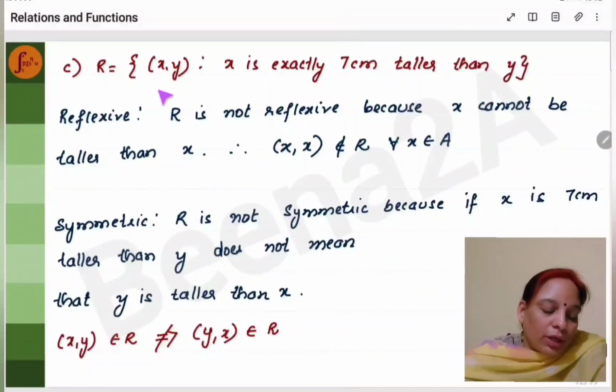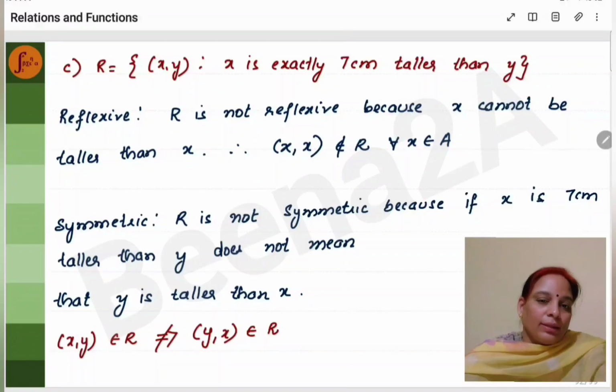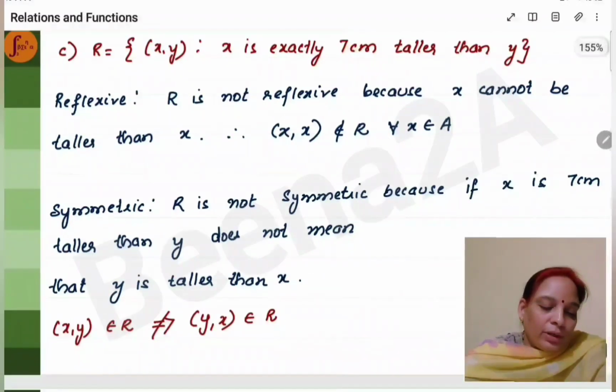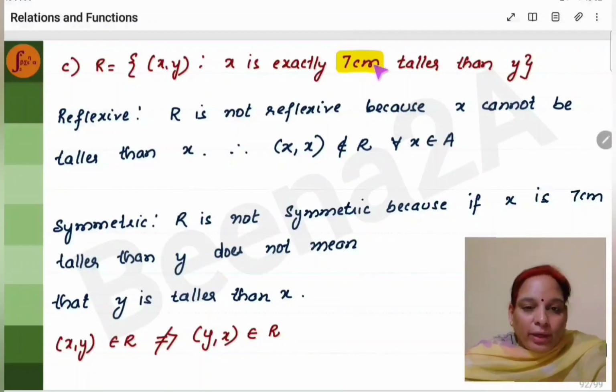Now, let's look at this particular relation. X is exactly 7 centimeter taller than y. This is very important. 7 centimeter. Right? This makes a difference, big difference.